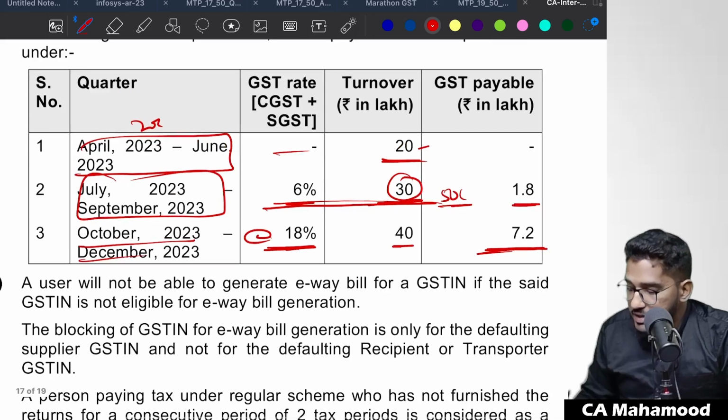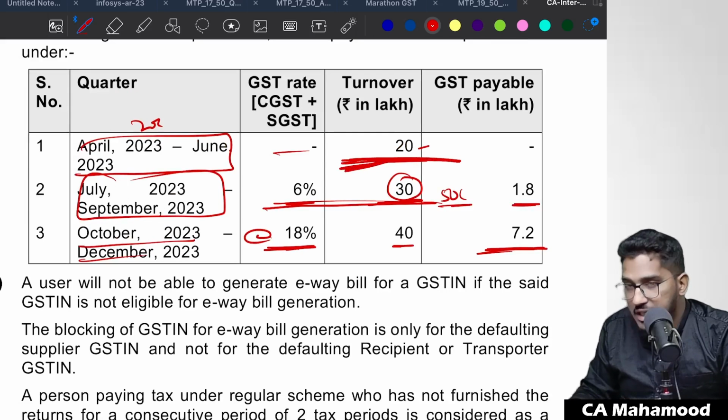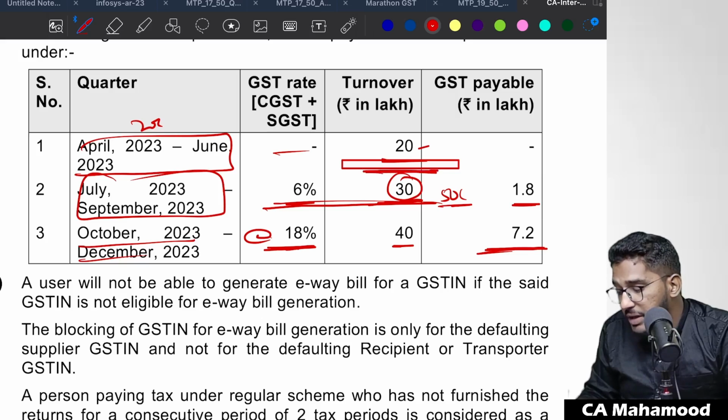Able to understand? See here, can this person argue, I became liable for registration only after exceeding that 20 lakh rupees. Now, I will consider my aggregate turnover. For the purpose of calculating aggregate turnover, I will start counting my aggregate turnover from here only. Can he say that? No.